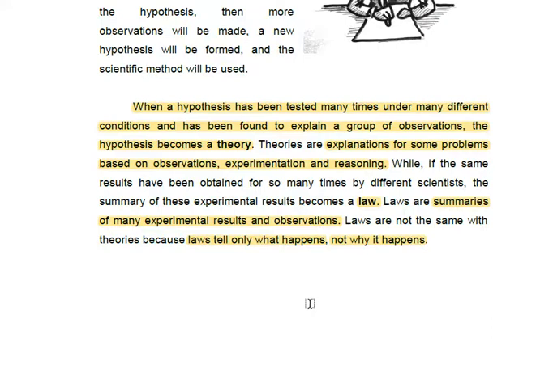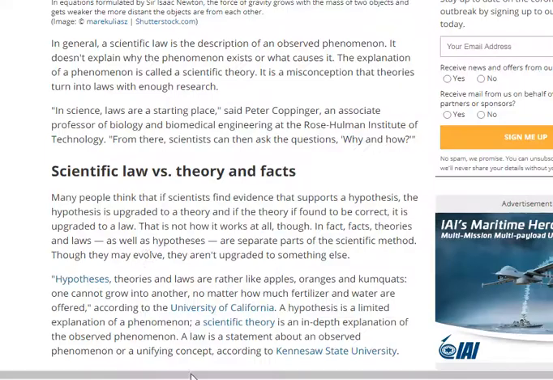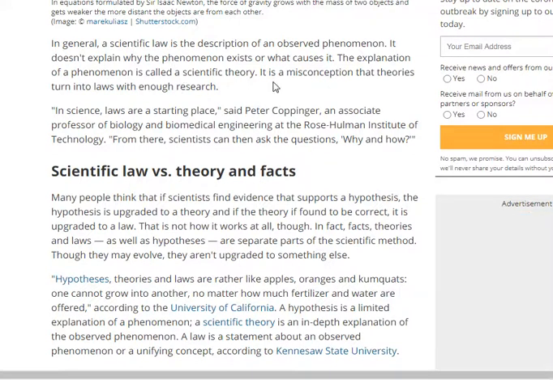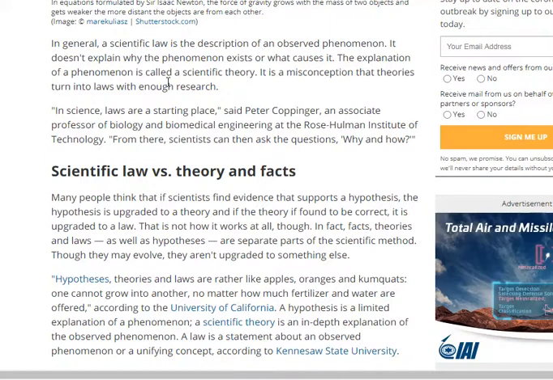So to talk about this further, I would suggest also reading this. This is from livescience.com, and it says here that a scientific law is a description of an observed phenomenon. So it's a description. It doesn't explain why the phenomenon exists or what causes it. The explanation of a phenomenon is called a scientific theory.